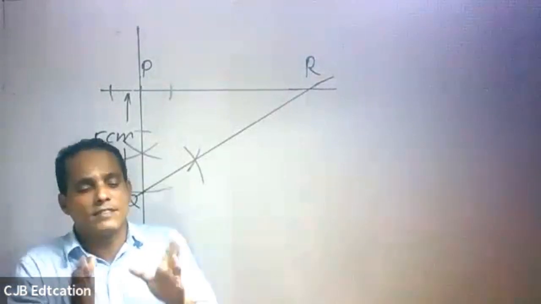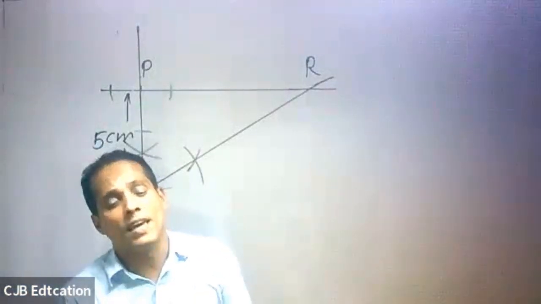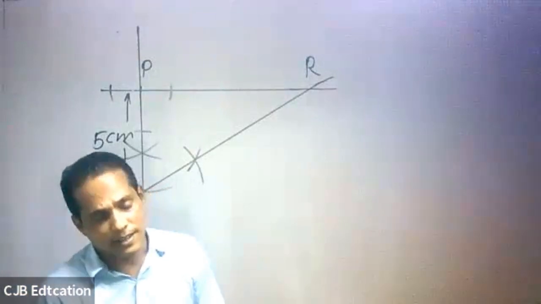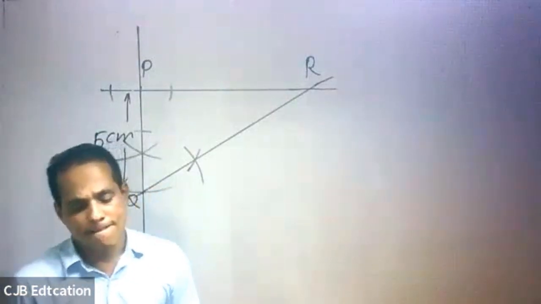Yeah, you can see there, if we measure this angle, it should be 90 degrees, a right angle, if we construct the perpendicular from point P. Is it clear now? Yes, sir.